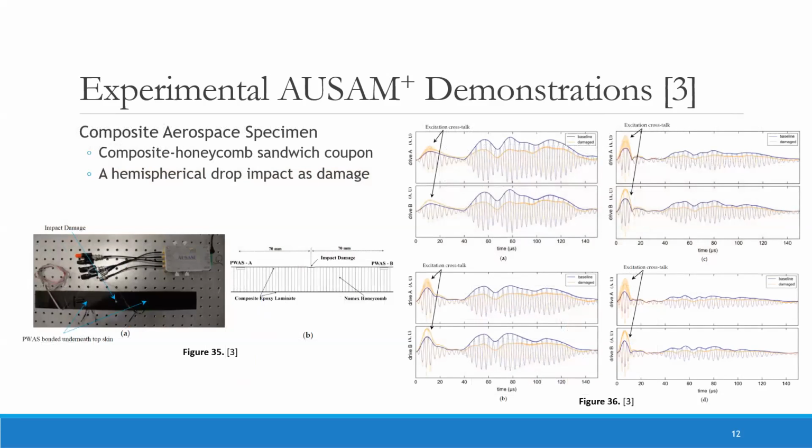The SHM of a composite aerospace specimen was also demonstrated with the AU-SAM Plus, where the damage was made by a dropped impact to the specimen as seen in Figure 35. The results shown in Figure 36 is similar to that seen with the aircraft skin specimen, where strong attenuation was observed for all frequencies. However, the impact damage applied in this case was beyond the threshold of barely visible impact damage. Therefore, work is needed to further assess the performance of the AU-SAM Plus.